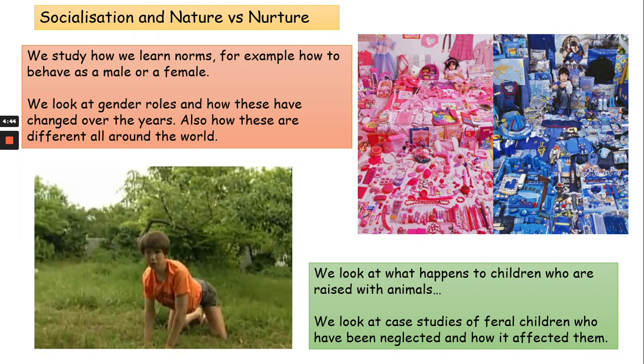Feral children are another fascinating study for us. Feral children are children that are raised by animals. We look at how this has a very real and long-lasting effect on a human's behaviour. In the image we can see a feral child who has learnt to walk around on all fours and salivate when they're hungry.